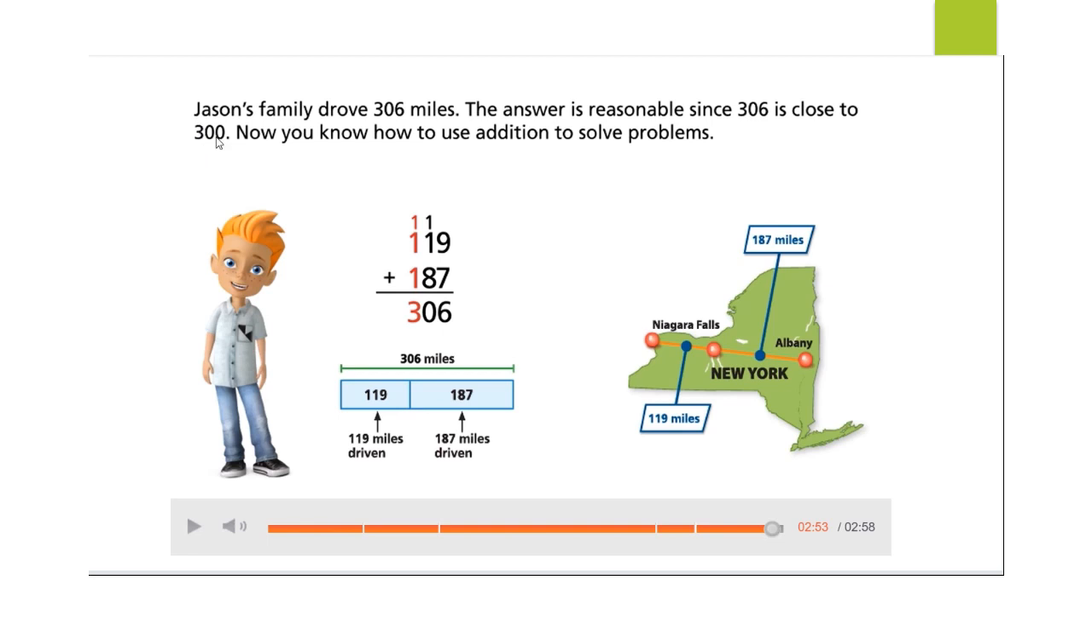And what they mean is, remember, before we found the exact answer, we estimated the answer by rounding to the nearest hundred. The estimated answer was 300. Then we went ahead and did the steps to solve for the exact answer. And since the exact answer, 306, is close to the estimated answer of 300, we know that our answer is reasonable. If we were way off, if this answer was far from the estimated answer, we probably made some sort of calculation error. But we did not. Now you know how to use addition to solve problems.